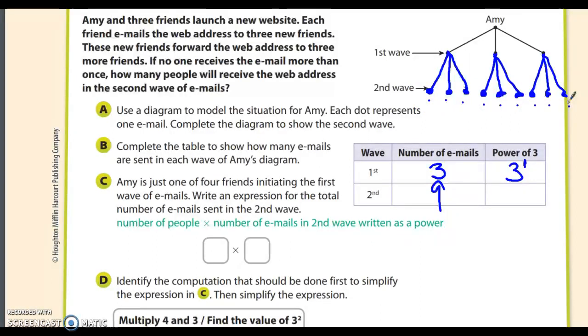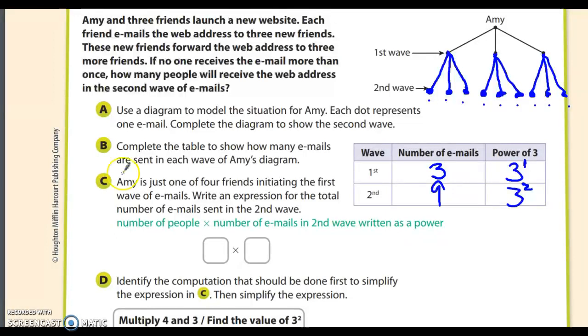Well, how is that written as a power? Well, it's those 3 people, and they each sent 3 emails. So that's 3 to the second power. I know you might be tempted to write 3 to the third power, but 3 to the third power would be the third wave, and we're going to actually answer that later. The third power would be how many people? Well, that would be 27, because each of those 9 people sent 3 emails. 9 times 3 is 27, and that would be 3 to the third power. We're going to answer that. It's the first question on the next page, actually.